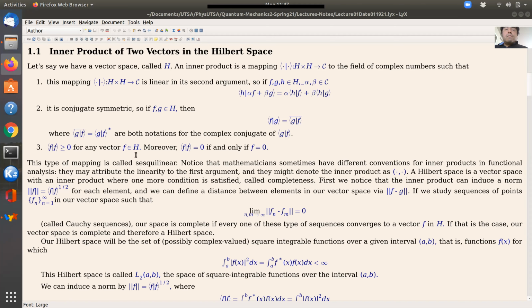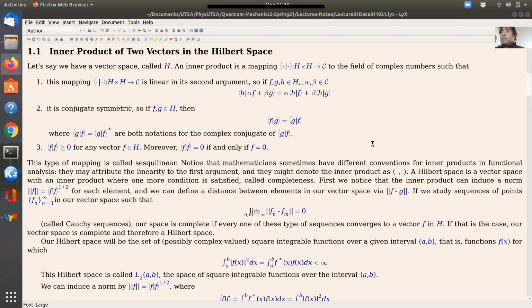The third property is that if you take the inner product of a vector with itself, you get a non-negative result. So it's greater or equal to 0 for any vector in the space H. And most importantly, if the inner product of f with itself is 0, that can only happen if f is equal to 0, okay? So the type of mapping that I just described is called sesquilinear. Again, with these properties.